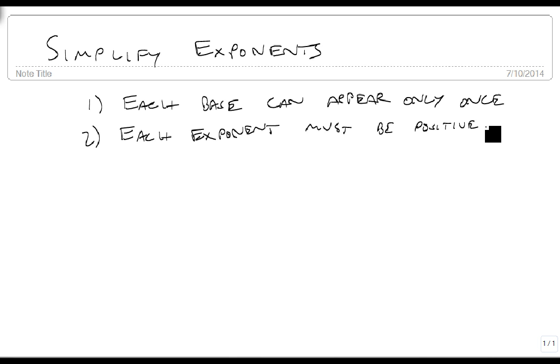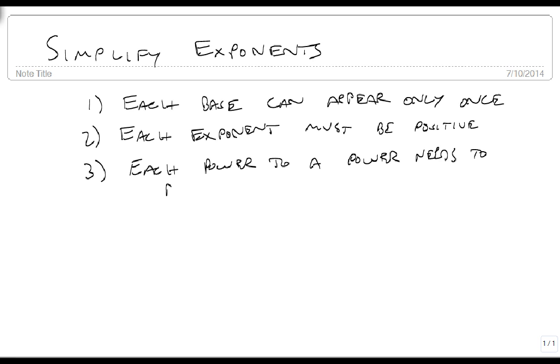No negative exponents. And finally, each power to a power needs to be evaluated. In other words, you can't leave it as x squared cubed. It needs to become x to the 6th, 2 times 3. So we're now going to demonstrate this with two problems.